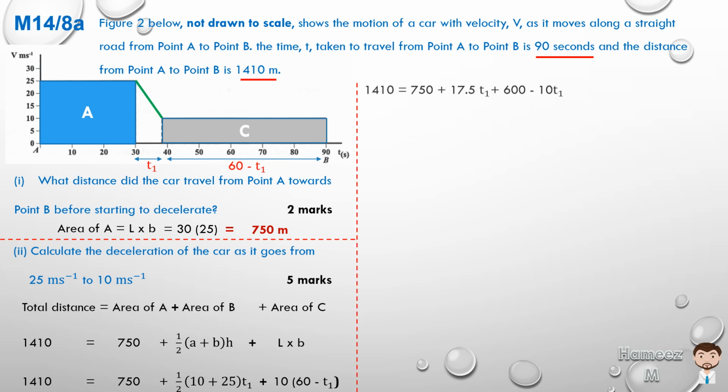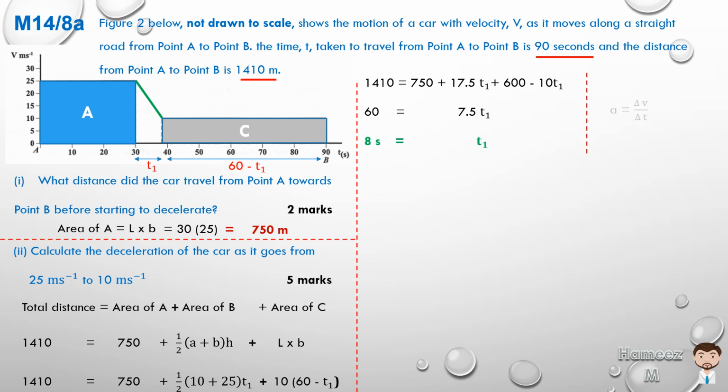So 1,410 is equal to 750 plus a half times 35, which is 17.5 T1, plus 10 by 60, which is 600 minus 10 T1. If we add 750 plus 600, it will give us 1,350. We carry it across. 1,410 minus 1,350 is equal to 60. On the other side will be 17.5 T1 minus 10 T1, which is 7.5 T1. So T1 is equal to 60 divided by 7.5, which is 8 seconds.